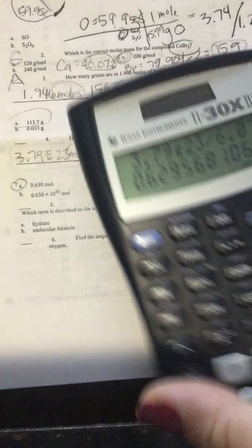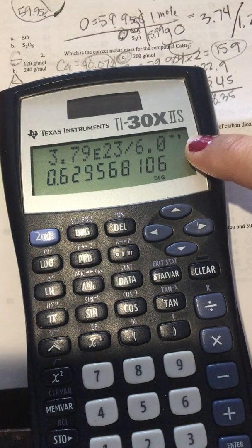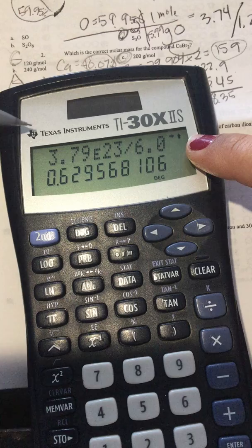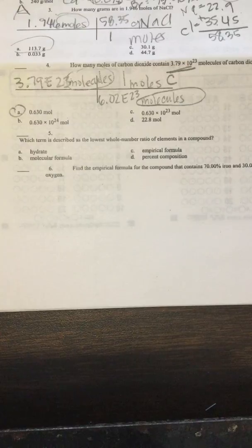I'll show you my calculator again. I don't see any little exponents hanging out over here at the bottom. The correct answer is one of the choices, so you should have put A. Which term is this? Number 5. Which term is described as the lowest whole number ratio of elements? So the lowest whole number, though. Sometimes they say the most reduced. What do you guys think? Empirical.